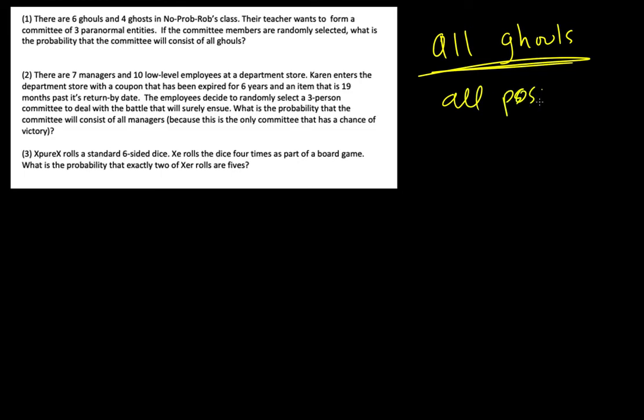So essentially what we're going to do is find out how many different committees can be formed of just all ghouls, and then divide that by all possibilities. So that's essentially going back to the idea of what we want divided by the total. Okay, so first we need to count how many different ways we can get all ghouls.